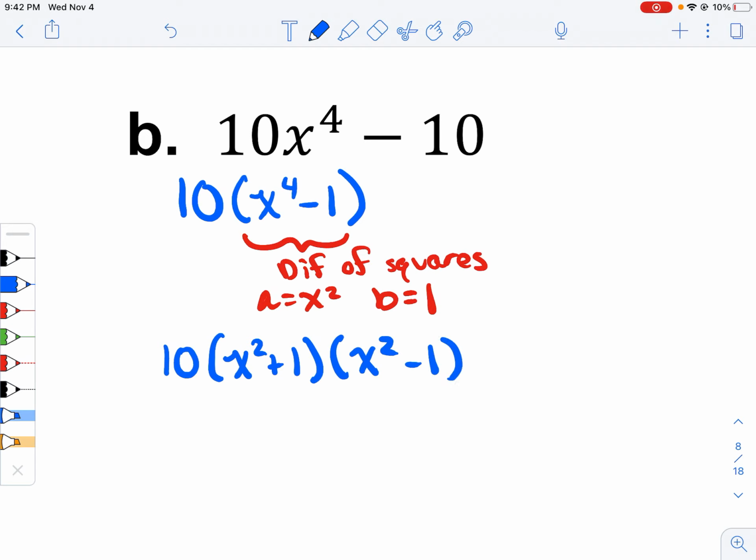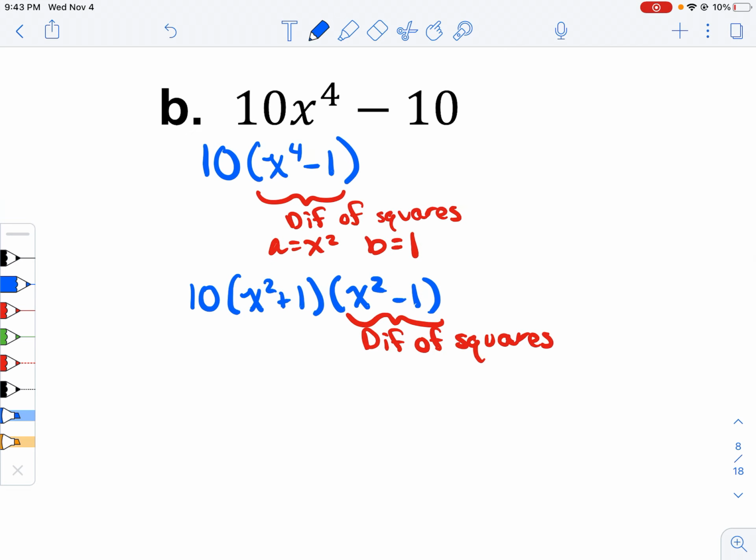Now it's tempting to want to be done, but we have to double check here. This one, there's nothing else we can do to it. But this last one is, again, a difference of squares. You can have multiple differences of squares happening here. So we have to factor this one more time.